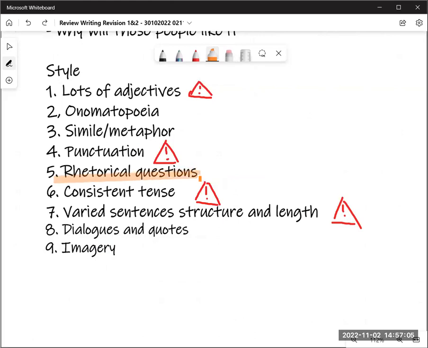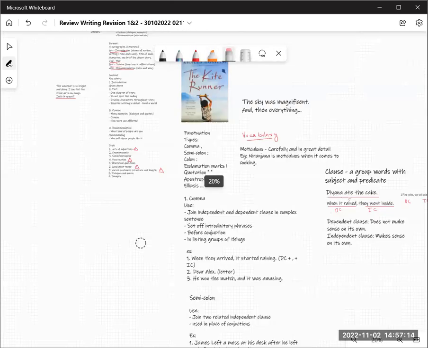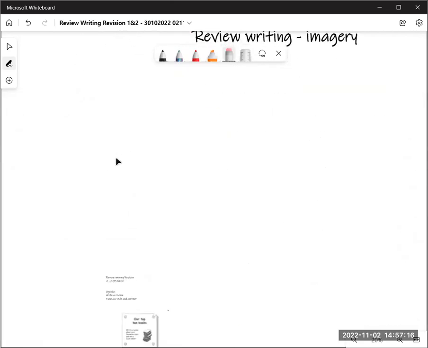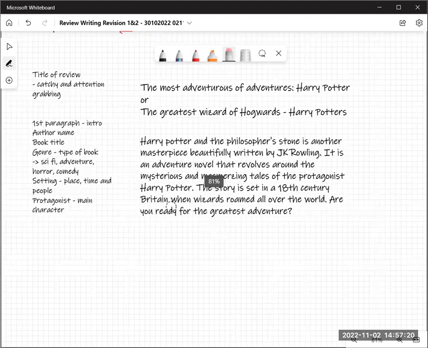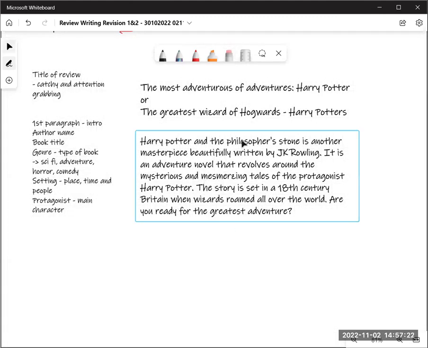Read the highlighted word, Rania. Rhetorical questions. So in the intro, I want you to put one rhetorical question as well, and we're done. Now we're not focusing much on style right now. We're just looking at the content. The content is everything is there.